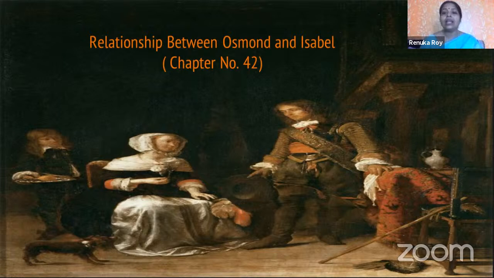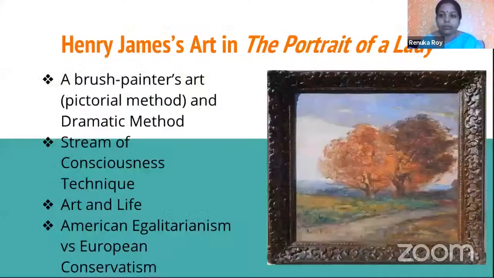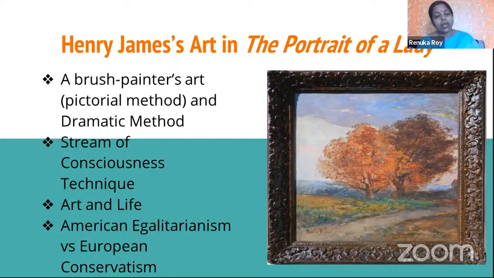Now let us move ahead and discuss Henry James' art in brief. I request sir to move to the next slide. Yes, Henry James, in his essay, The Art of Fiction, has compared the novelist's art to a painter's brush art. James uses pictorial technique in order to fill in the details in his novels. So his technique is pictorial.